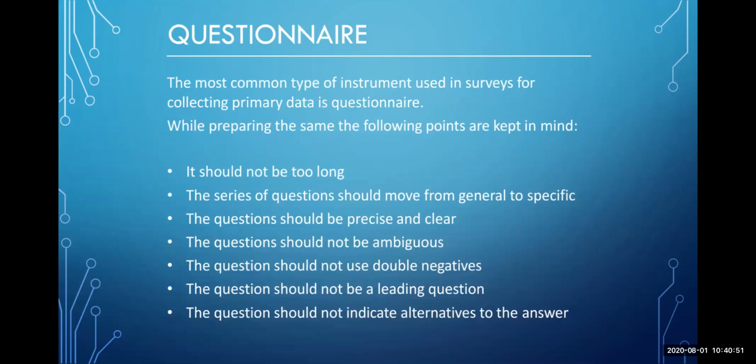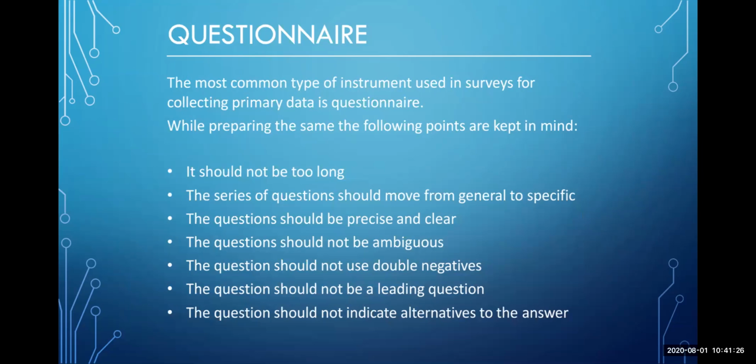Another method is the questionnaire. Now, this is the most common type of instrument which is used in a survey. That means whenever we are using the survey method, there are different ways through which you can conduct the survey, and one of them is the questionnaire. In a questionnaire, we prepare a set of questions for the information which we want from people. So this is the most common type of instrument for collecting primary data.